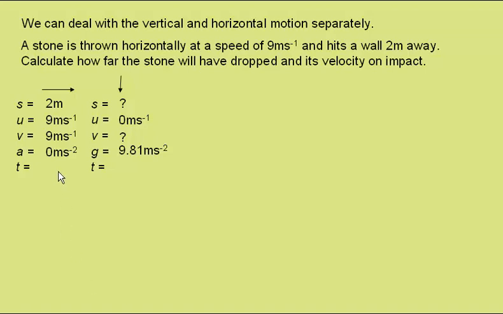What I do know is that these two times will be the same, and I'm actually going to find those to start with. Using the simple equation speed equals distance over time, rearranged to time is equal to the displacement over the velocity, which is 2 meters over 9 meters per second, using my horizontal data, gives a time of 0.22 seconds. That's the time of flight. I can add my times to my data table just in case I need them again.